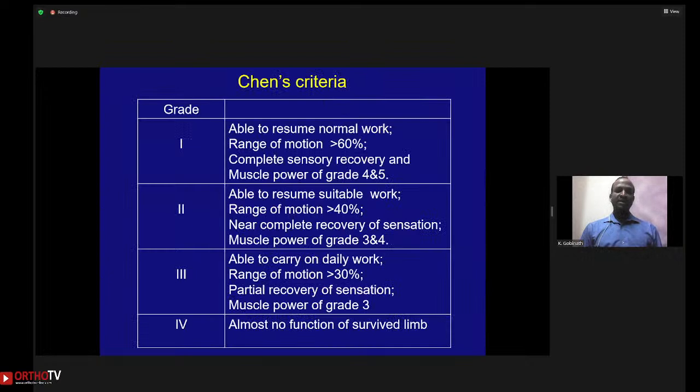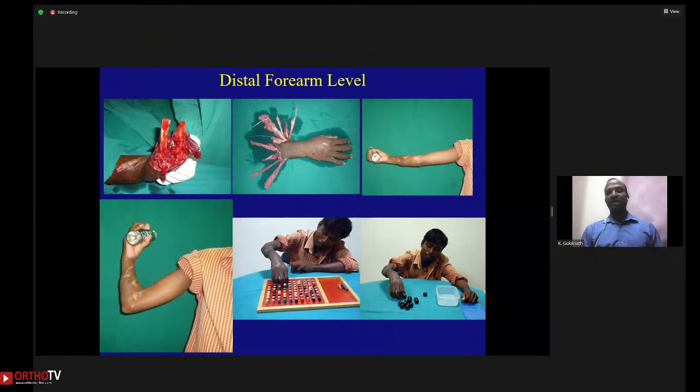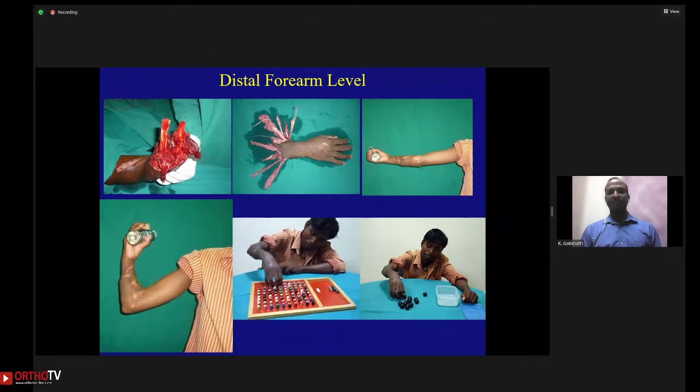In many articles, Chen's criteria has been set as an outcome score which quantifies the quality of the replants. Many of the patients are graded with Chen's criteria. As has been reported, 60 to 70% of replants come under grade 1 and 2, and 20% of the people come under grade 4.